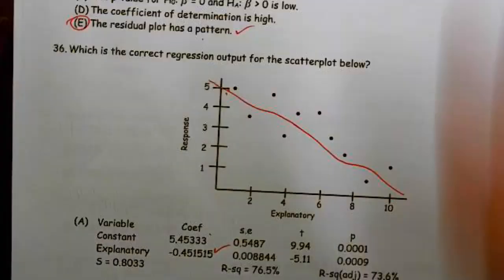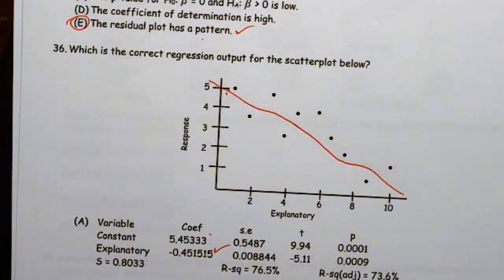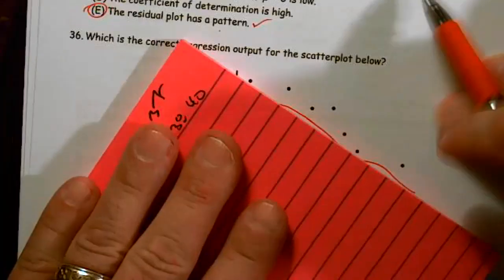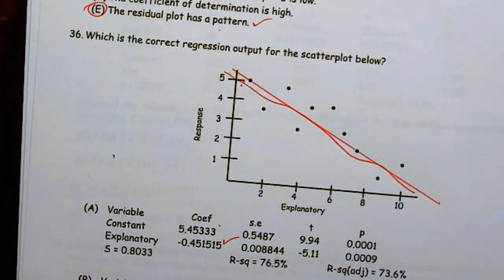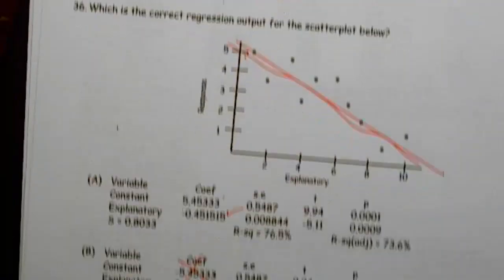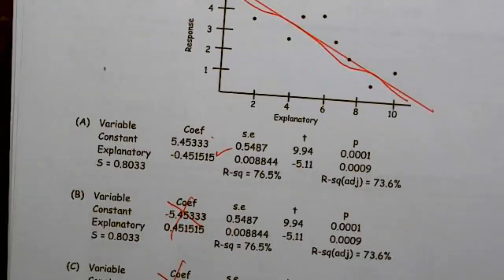Well, if I drew a best fit line, I know that's not very straight, but let's just say it were a good straight line, something like that. That's actually pretty linear. That's a pretty linear relationship, and it's reasonably strong. That's a reasonably strong linear relationship.